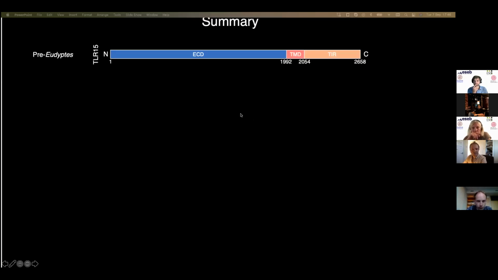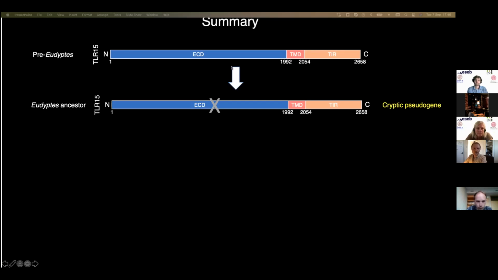So to summarize what I think's been going on, before, the Eudyptes TLR15 was functional and responded to fungal agonists as it does in other species. And then in the ancestor to the Eudyptes genus, TLR15 acquired at least 1 loss of function mutation, but importantly, it's a mutation that didn't cause a truncated gene. I've just put it in the extracellular domain for the sake of argument, but it could have been anywhere in the gene. So TLR15 at this point is a cryptic pseudogene.